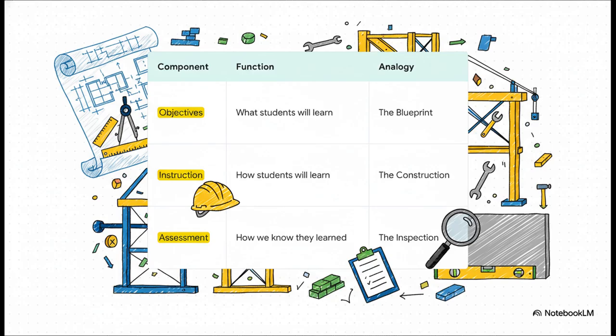Our objectives are the blueprint. They define what we're building. Our instruction is the construction. That's how we're actually going to build it. And our assessment is the inspection. That's how we check our work against the original plan. If any one of these is out of alignment, the whole thing just falls apart.